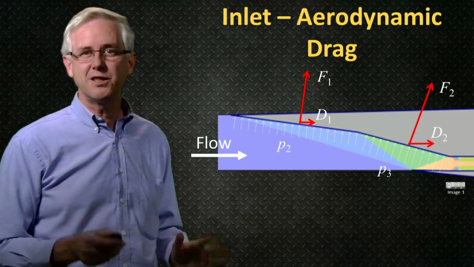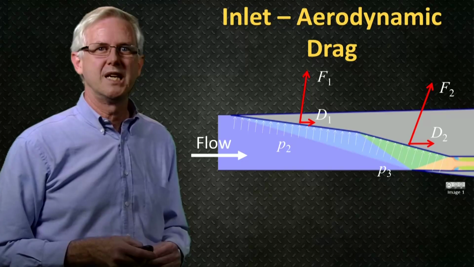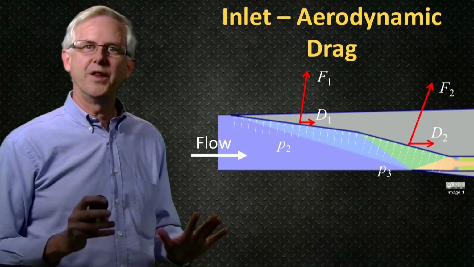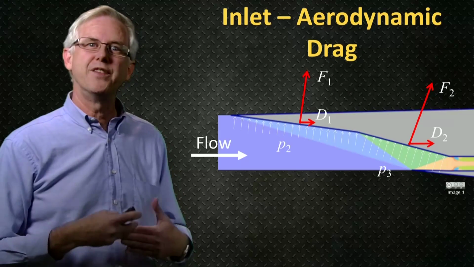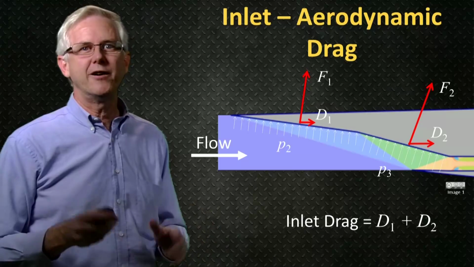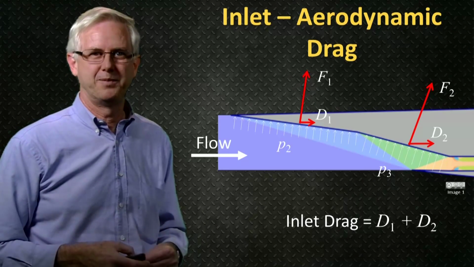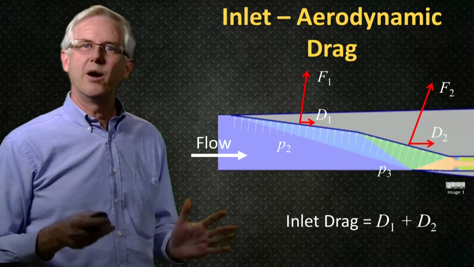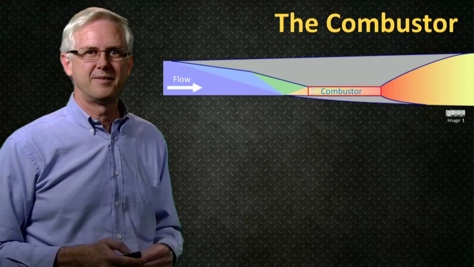And the component of this force contributing to drag we can call D2. There are no other forces on the internal flow path of the inlet that can produce any force in the direction of the oncoming flow. So the total aerodynamic drag on the inlet is just D1 plus D2.